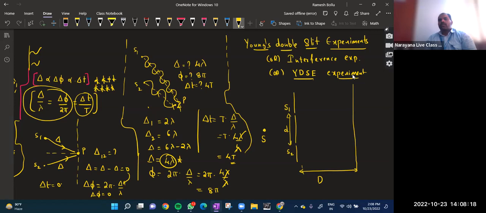Usually I am using a source of light as a sodium lamp. What is the color of the sodium lamp? Yellow color. Mercury means white. Mercury means what here? White light. And sodium means what? Yellow color.